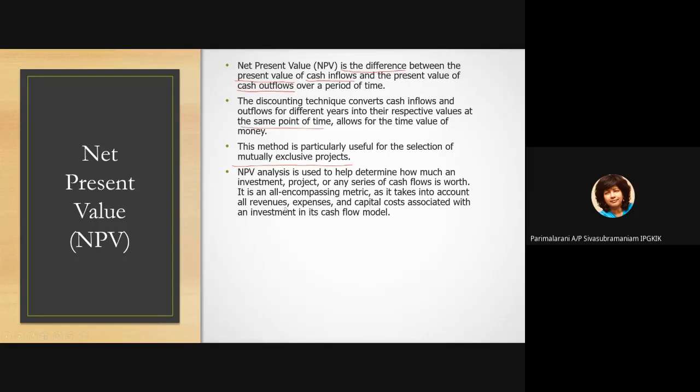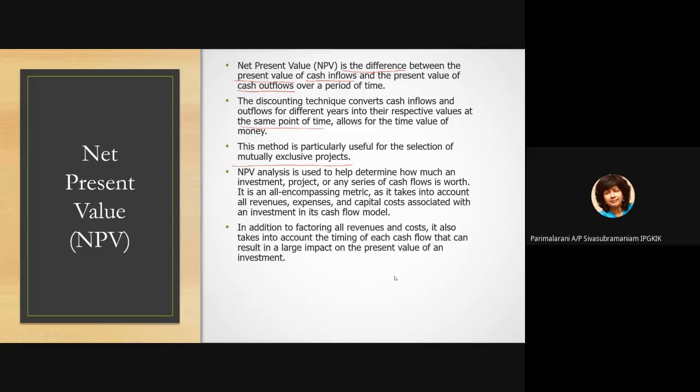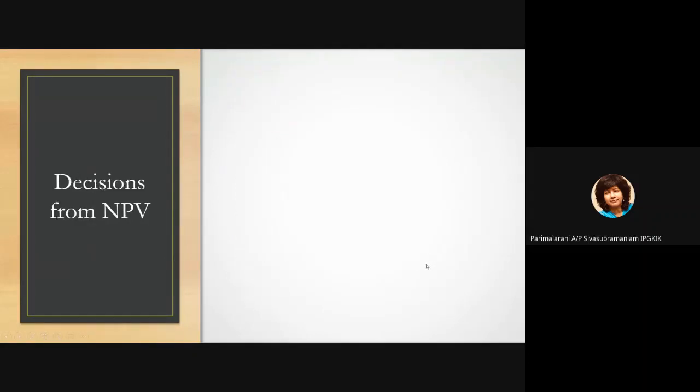Revenues is money coming in, expenses is money going out, capital cost is money going out associated with an investment in its cash flow model. In addition to factoring all revenues and costs, it also takes into account the timing of each cash flow, that can result in a large impact on the present value of an investment. Okay, this is just a little bit of background.